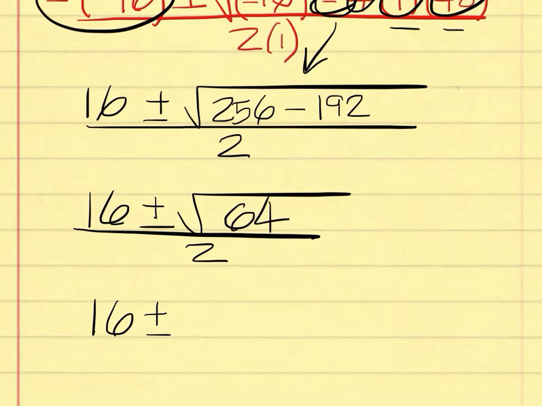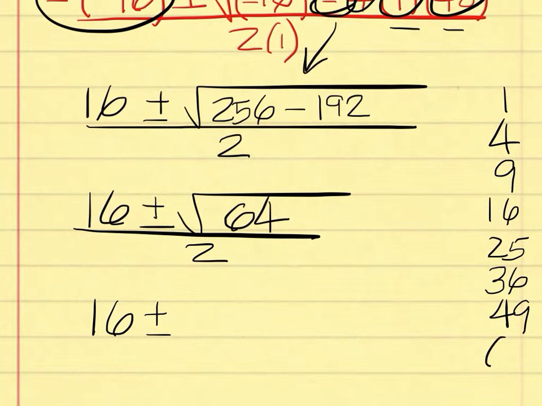64 is a perfect square because at this point you should know the perfect squares, which are 1, 4, 9, 16, 25, 36, 49, and then there is 64 in the list. You should know these by now up to 100. The square root of 64 is 8.